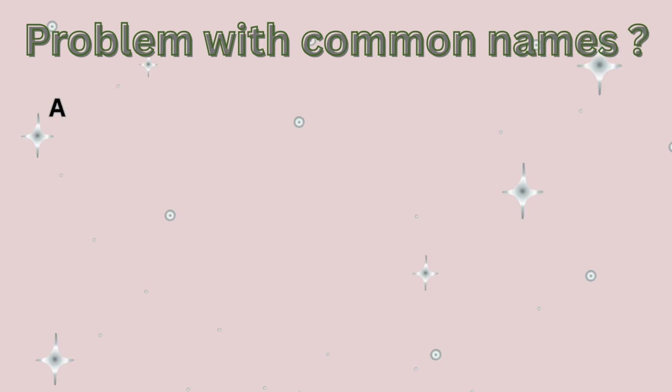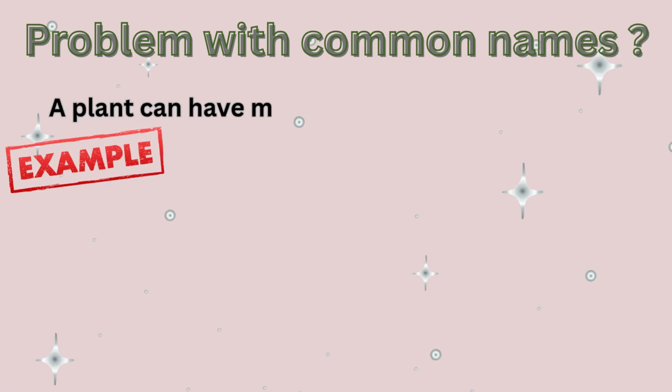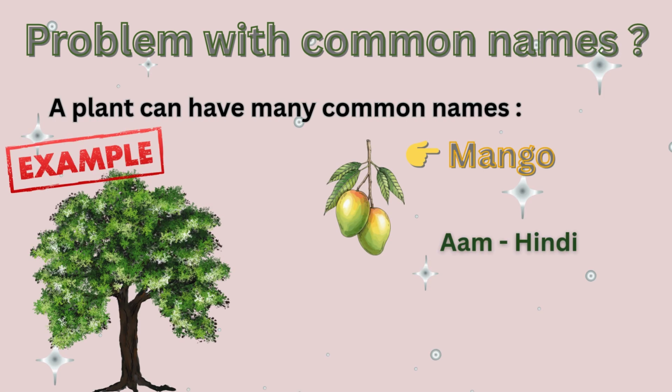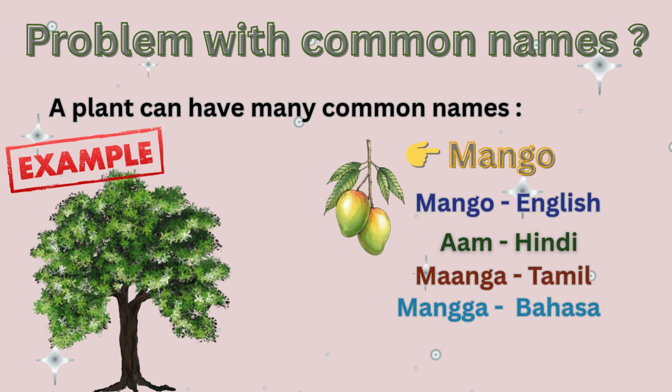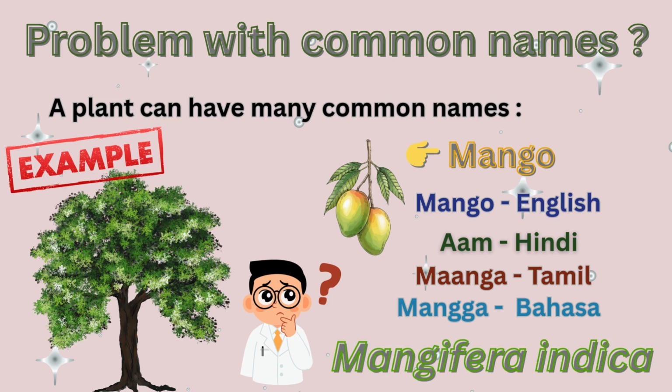A plant can have many common names. For example, mango in English, aam in Hindi, manga in Tamil. This creates confusion for scientists. So scientists needed one universal name for each plant.